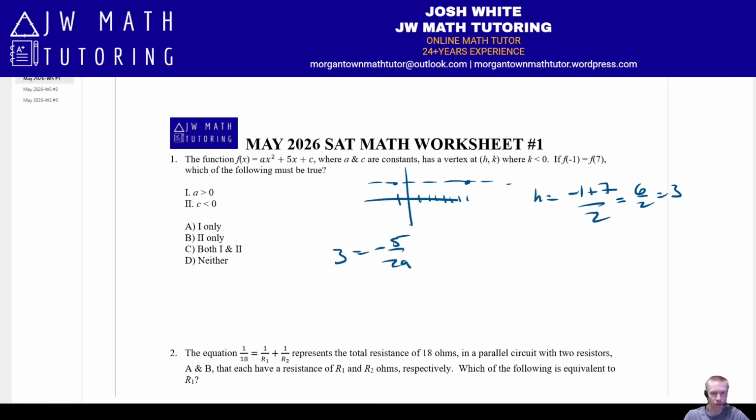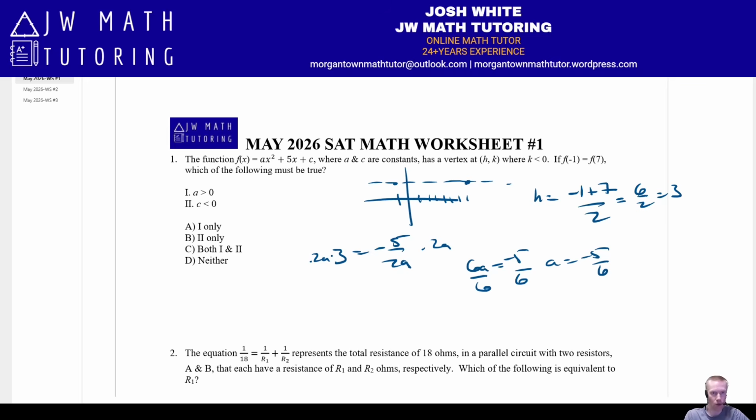And then if you go ahead and solve this, just multiply by 2a on both sides, you get 6a equals negative 5. I don't want to divide by negative 5. I want to divide by 6 because I want to solve for a. So in this specific example, a must equal negative 5/6. That is fixed, basically.